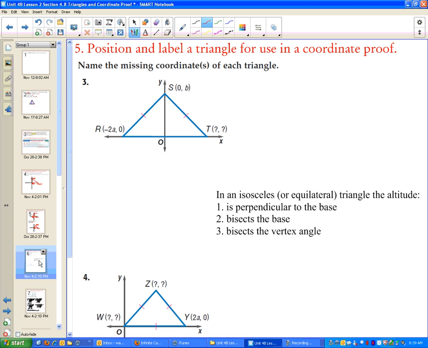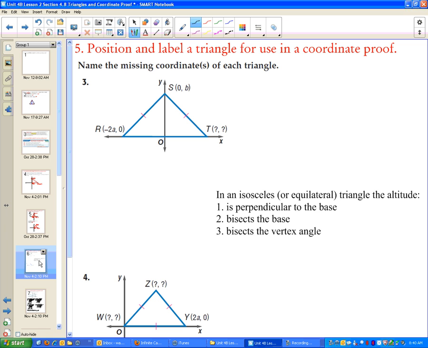All right. Now, on 3 and 4, they go ahead and position it for us. Our chore is to find the missing coordinates. So, for number 3, we have to name the missing coordinates of each triangle. All right, take a look at it and get as much information from the figure as you can.